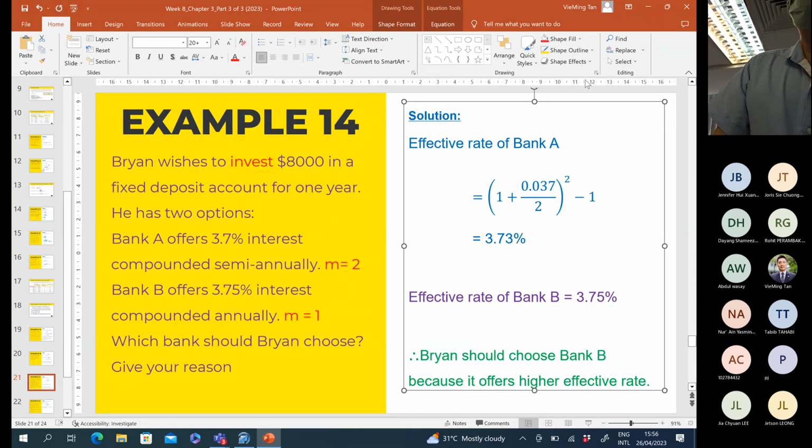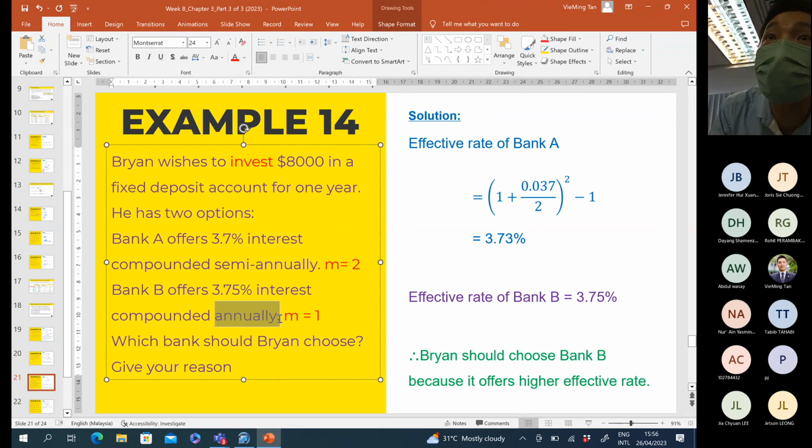Okay, then how about Bank B? Effective rate? Bank B effective rate is equal to 3.75%. How do we know? Because for Bank B, the interest is compound annually, already given annually, right? So this is the effective rate already. 3.75% is the effective rate for Bank B. Because it's compound annually, we know that the effective rate for Bank B is 3.75%.